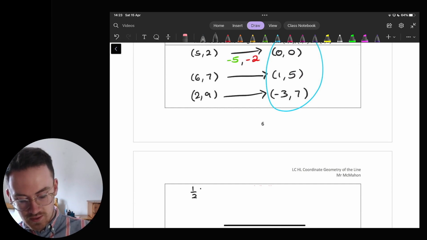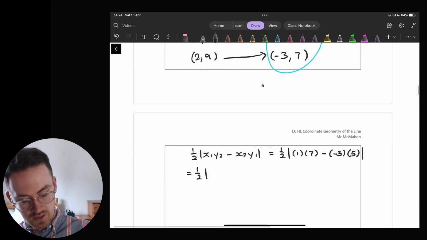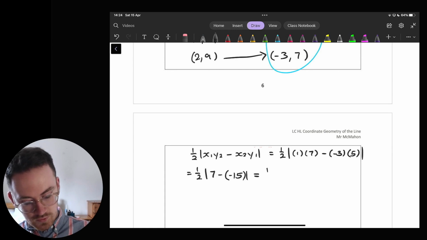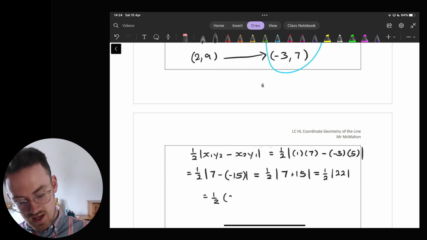So again, writing out my formula, x1, y2 minus x2, y1, and let's sub them in, so we'll go 1, 7, minus minus 3, 5. Continuing on, I get 7 minus minus 15, which gives me 7 plus 15, which is a half of 22, which is the same again, half of 22, which is 11 units squared.